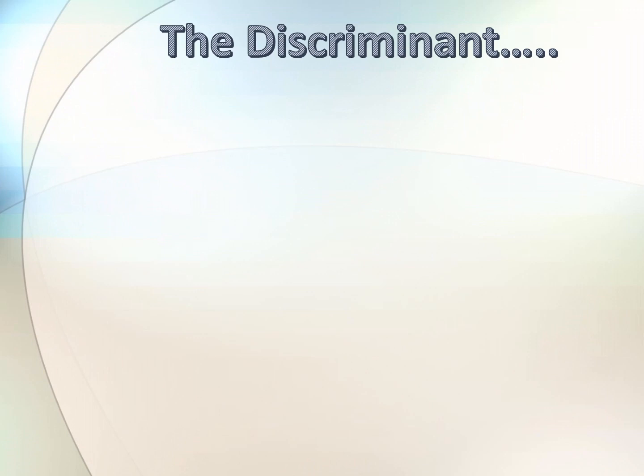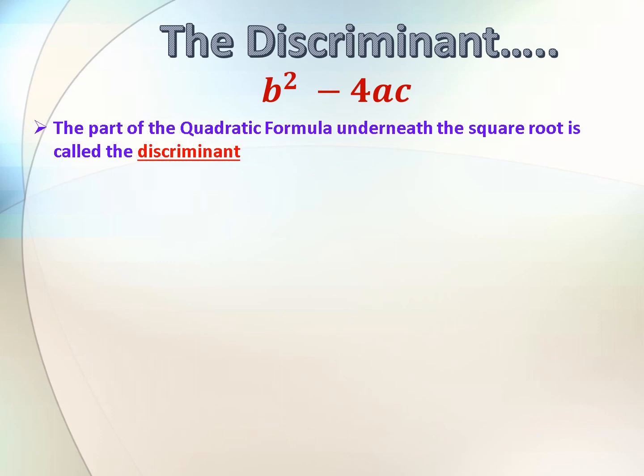Okay, before we move on to actually evaluating the quadratic formula, let's talk about a key piece of the quadratic formula. And that part is the discriminant. The discriminant is b squared minus 4ac. So this is the part of the quadratic formula that is underneath the square root. Now notice we did not include the square root. The discriminant is only b squared minus 4ac.